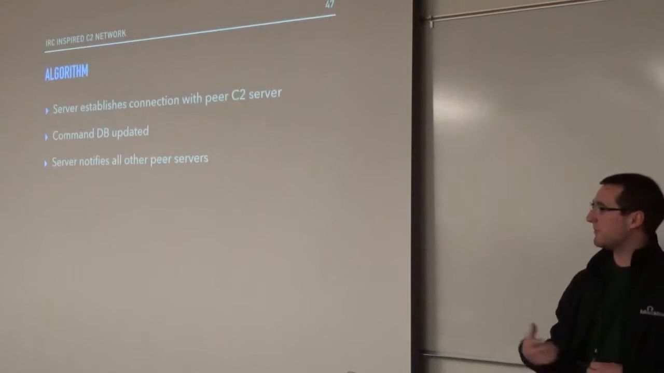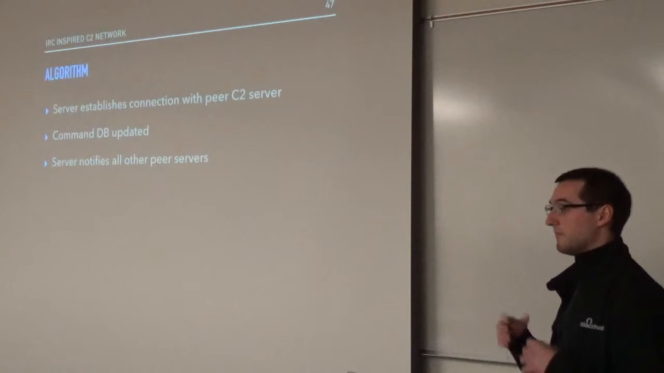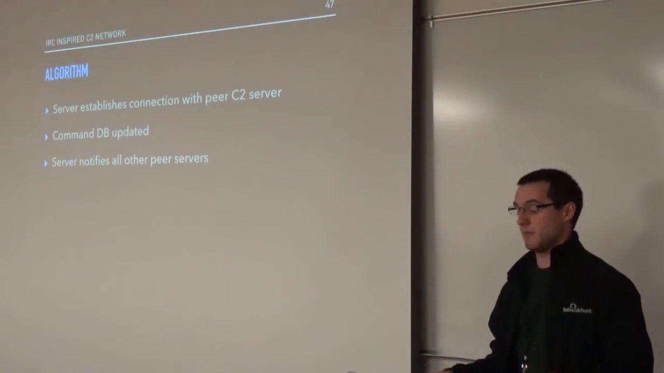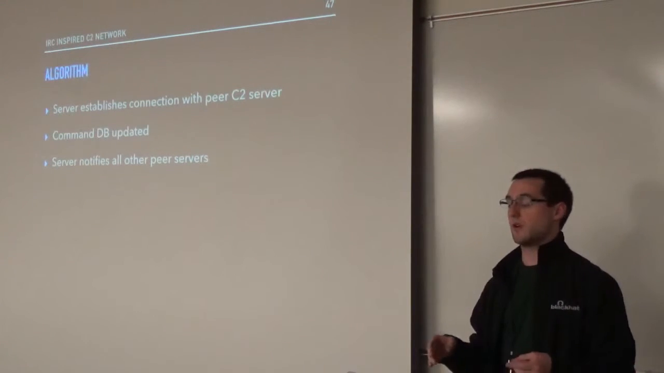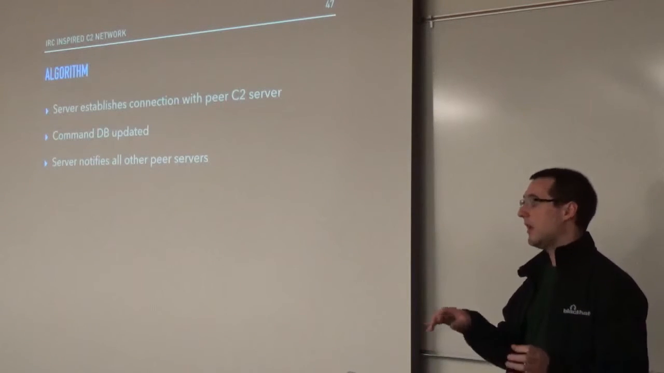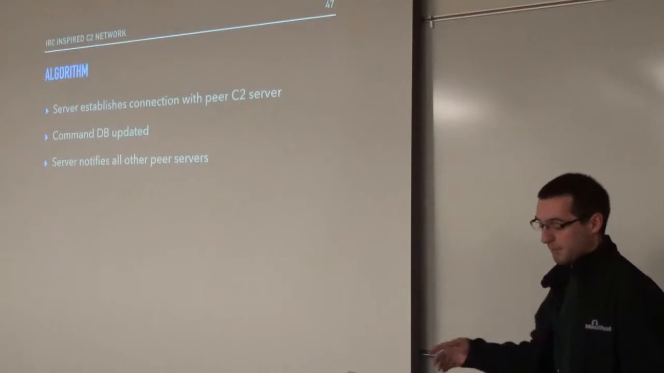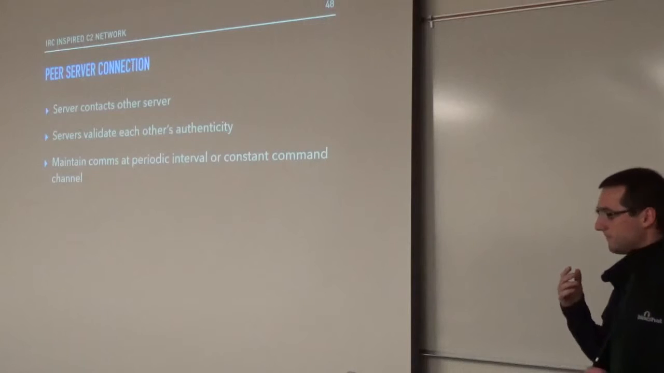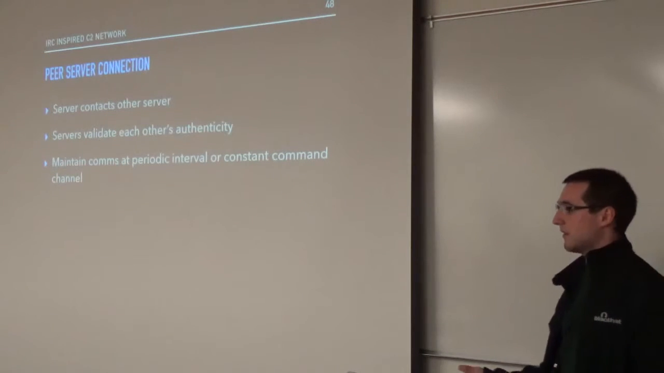So the algorithm that I have for the servers is that the server is going to be establishing peer connections with other C2 servers. Whenever there is an update to the command database, it's going to notify all other local peers. The servers are only going to be knowledgeable of other peers that are in the network locally. One hop away, it doesn't know anything more than 1 hop. So for the peer-server connection, peers are going to contact each other. Ideally, it's going to validate each other's authenticity.